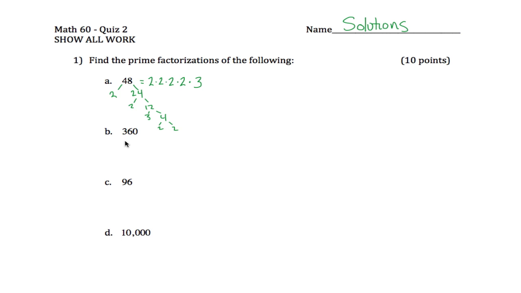360, I'm a little short on room here, but I'll try to squeeze it in. It ends in a 0, so it's 36 times 10. 36, 6 times 6 is one way to write it. 10 is 2 times 5, and 6 is 3 times 2. So what I get is 360 is equal to 2 times 2 times 2 times 3 times 3, and a 5 for this 5 over here.